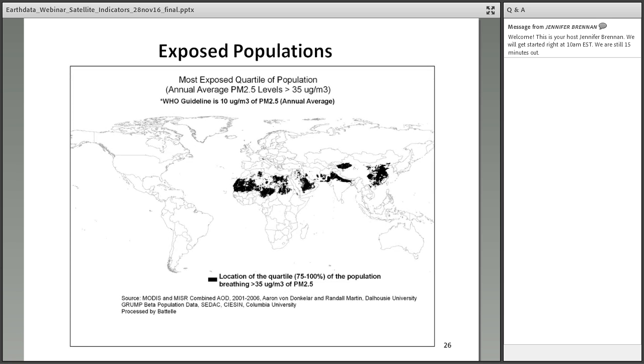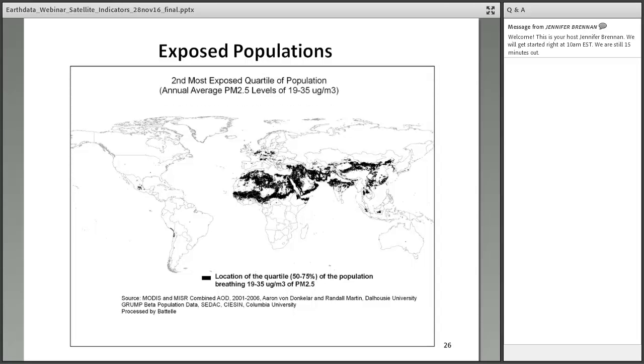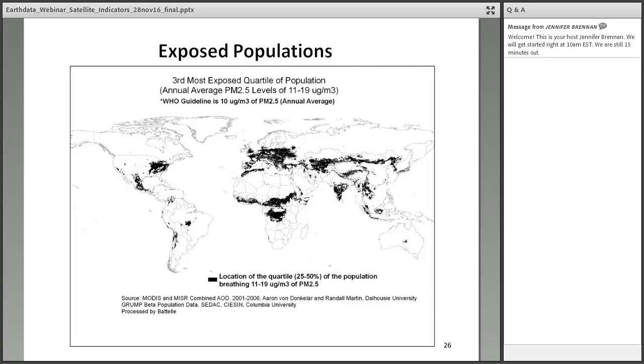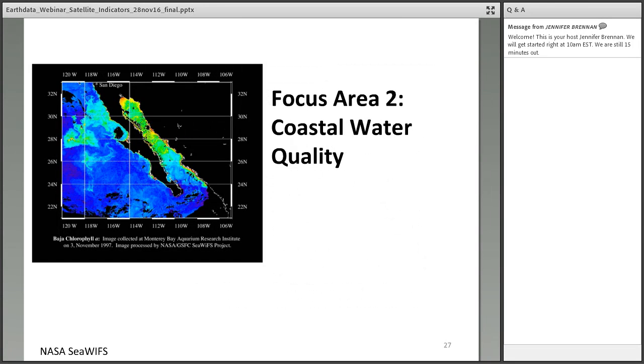And then you can look at bands of exposed populations by particulate matter levels. So this is above 35 micrograms per cubic meter. This is from 19 to 35 micrograms per cubic meter, and you begin to see parts of Europe and Central America and South America show up. And then from 11 to 19 micrograms per cubic meter, you have much larger areas of exposed populations. So that was the biomass, the air quality indicator, and I'll come back to some of the advisory group responses to that indicator at the end of this segment.